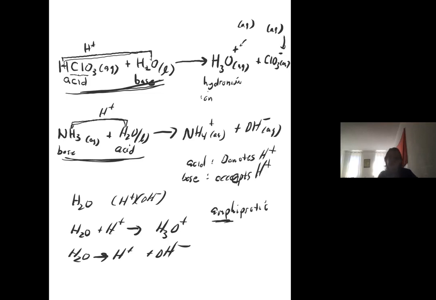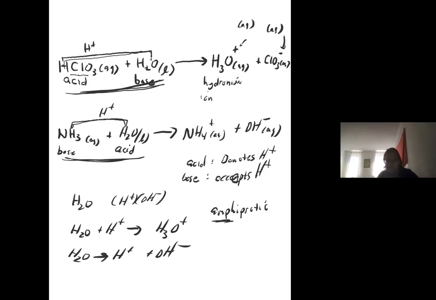Like amphibians, they spend part of their life cycle in the water and part of the life cycle on land. That's an amphibian, right? The same is true with water. It's amphi, meaning that it can act like an acid under some conditions, and it can act like a base under other conditions. The protic, meaning acid. Okay, so amphiprotic.